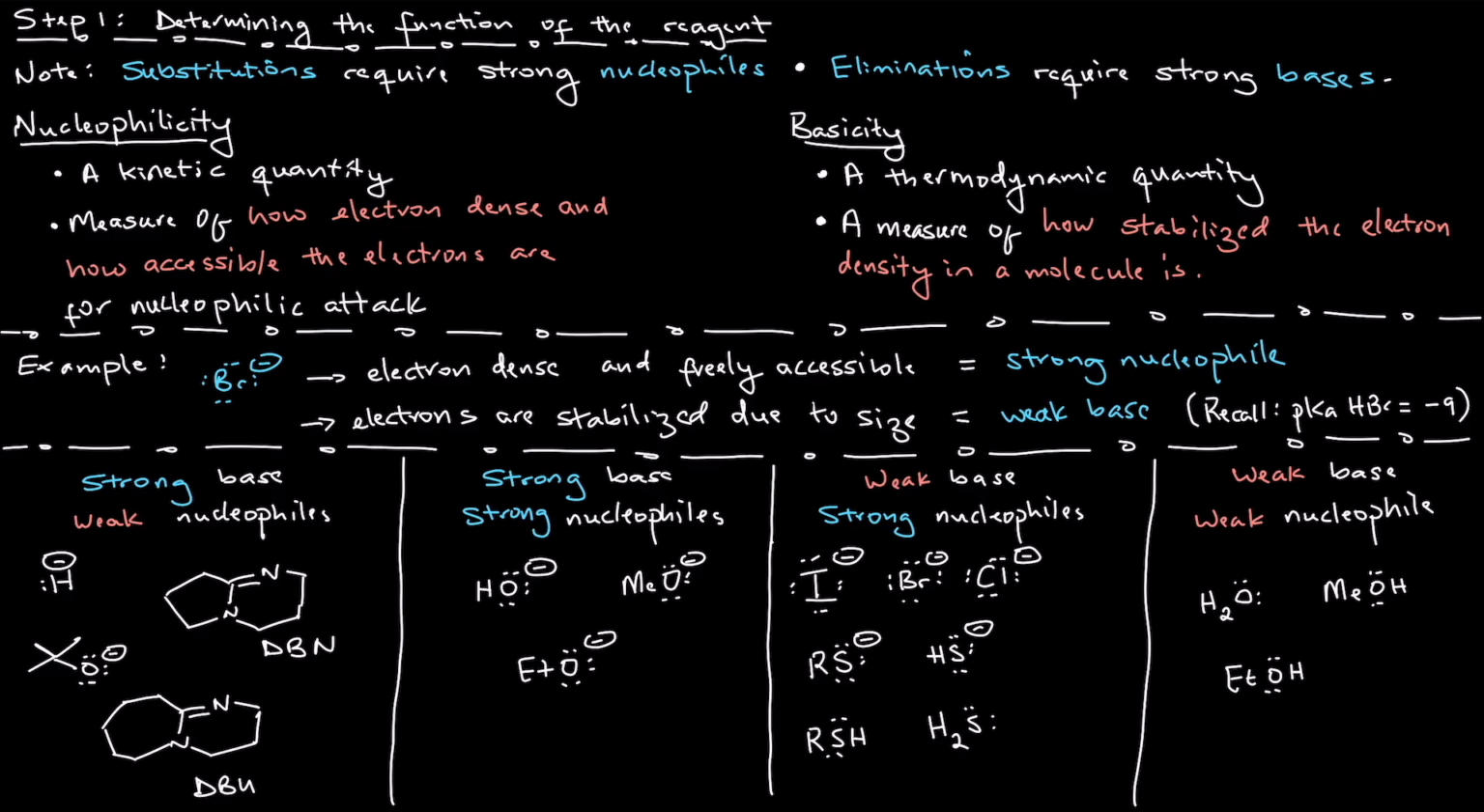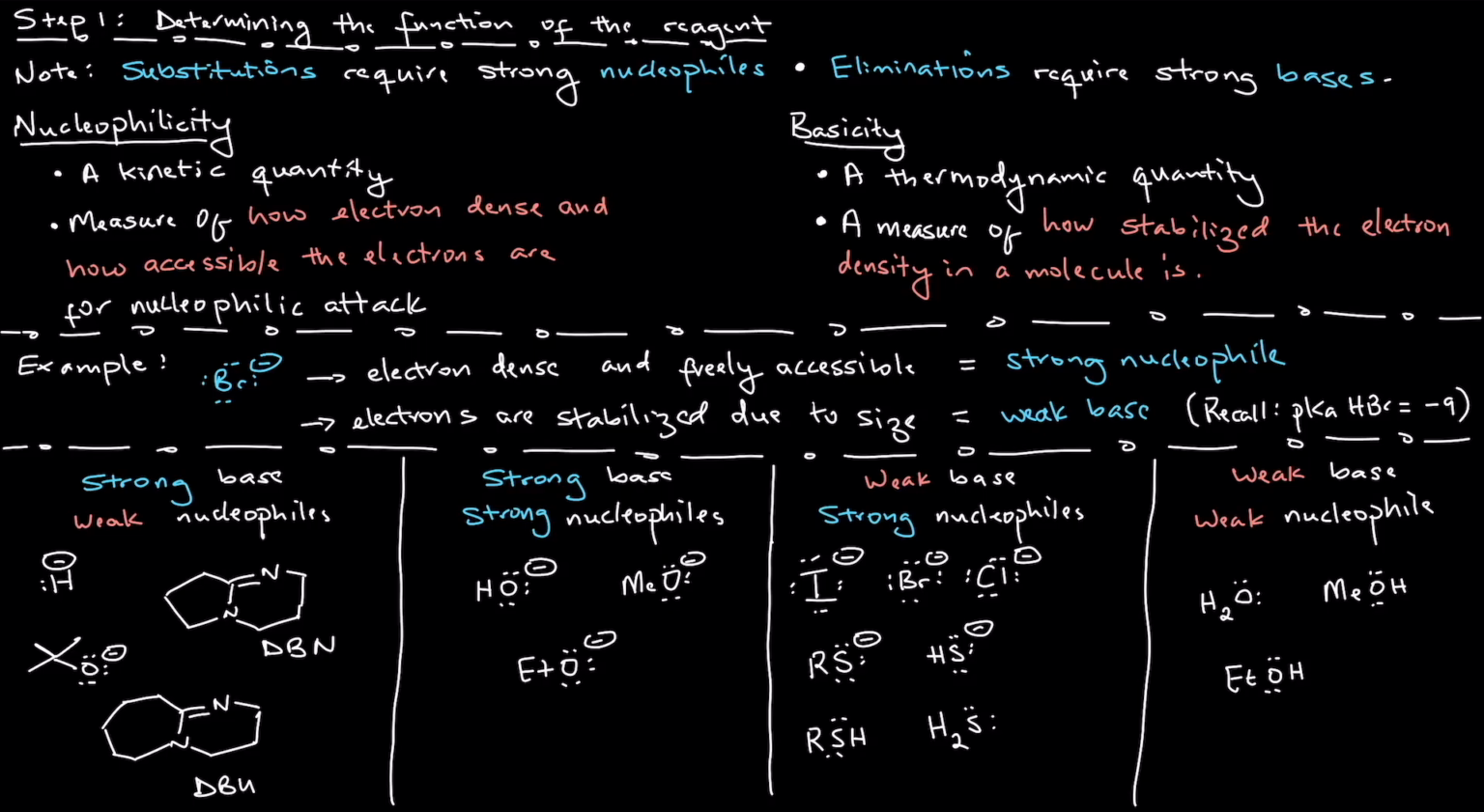On the alkoxide end, you're looking at R groups that are relatively small, like methyl and ethyl, and that's the reason why these would still be strong nucleophiles, because that extra electron density is pretty accessible for nucleophilic attack. And then you have your column of weak base, strong nucleophiles. So these are compounds in which their electron density is fairly stabilized. So you have your big halides like your iodide, bromide, and chloride. Although these are accessible electrons, they are also fairly stabilized due to the electronegativity and the size of these halides.